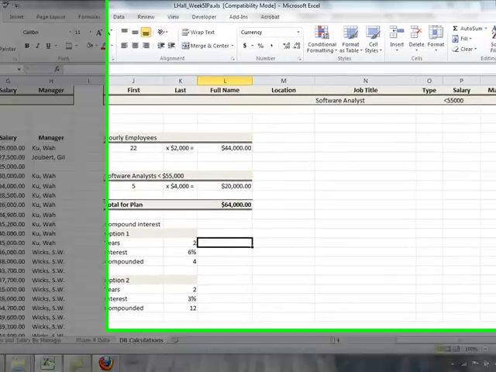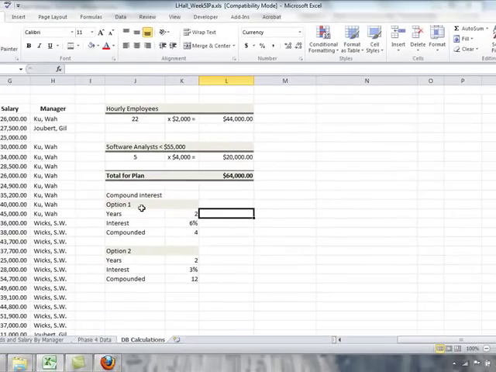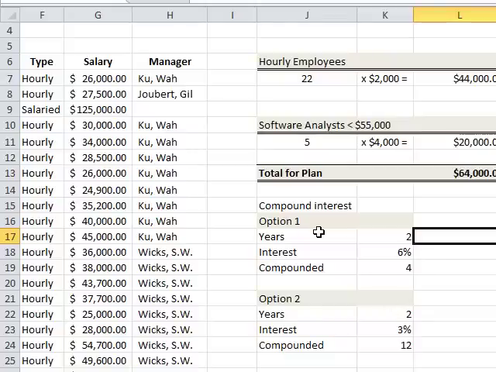You can see here that I've filled out, we've calculated how much he's going to need. We have option 1. Here we have the number of years is 2 in both cases. We have the interest for option 1 at 6%, compounded quarterly, so you notice we have a 4 in this spot, and then down here we have the 2 years at 3%, and this is compounded monthly, so we have a 12 in this spot. So we're going to do the two different formulas. We're going to do the long way, and we're going to do the short way.